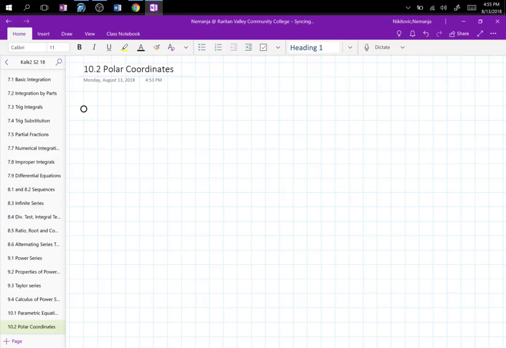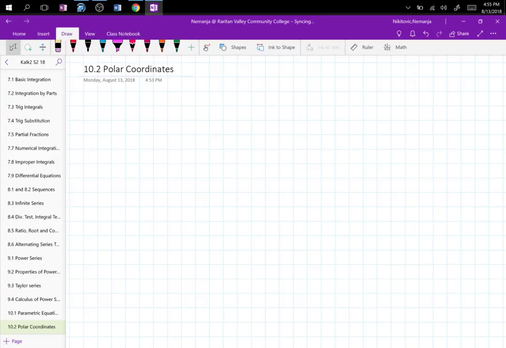First, section 10.2 is only on algebra and some basics of polar coordinates, what they are, what they represent, what they're used for, and so on. So we have to start this lecture by reviewing what the rectangular coordinates do first.